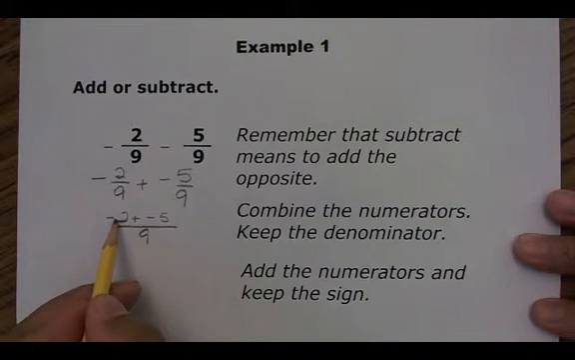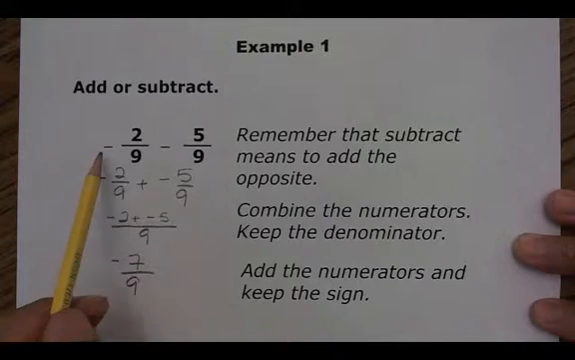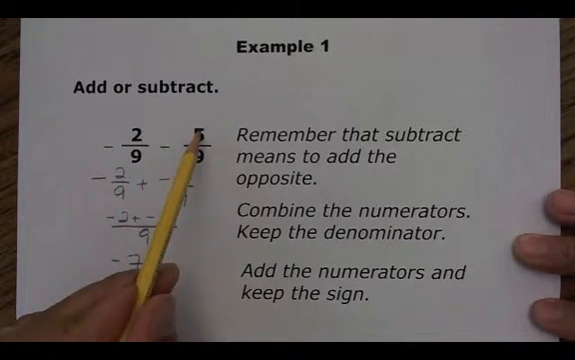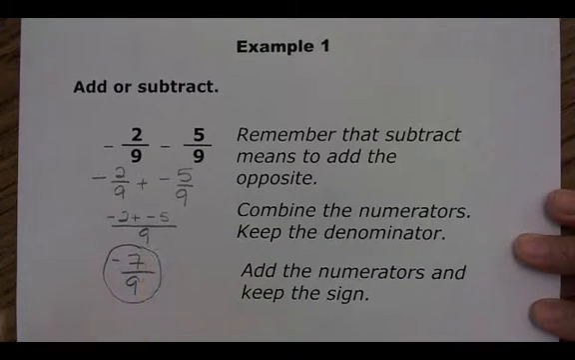We add them and keep the sign. So 2 plus 5 is 7, and we keep the negative and keep the denominator. So negative 2/9 minus 5/9 is equal to negative 7/9.